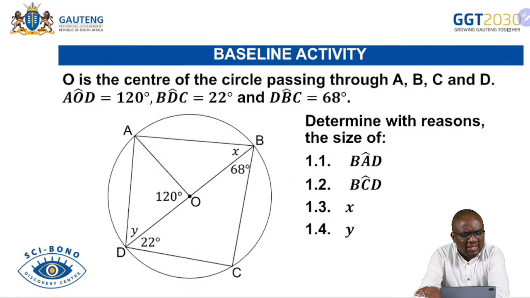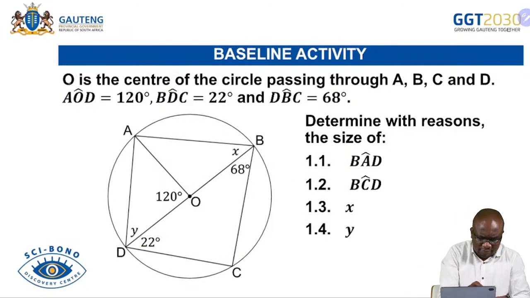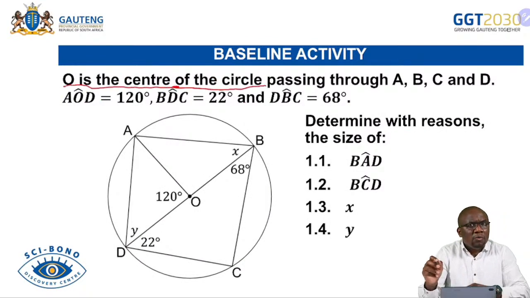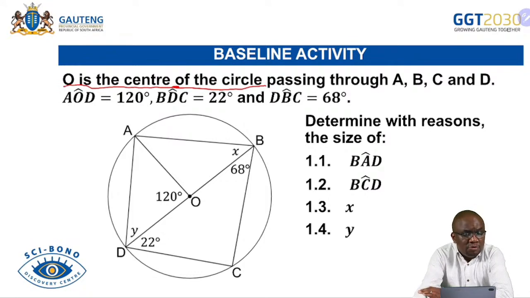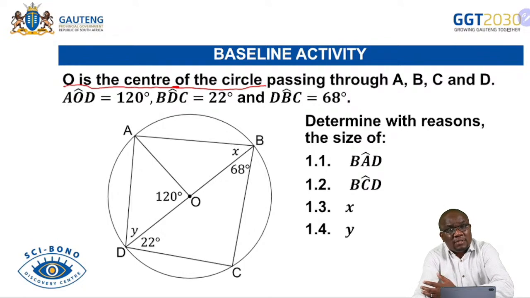O is the center of the circle. I'm highlighting that. Why is it important for me to know that O is the center of the circle? I'm asking myself that question already. It means somehow there should be something to do with center theorems.